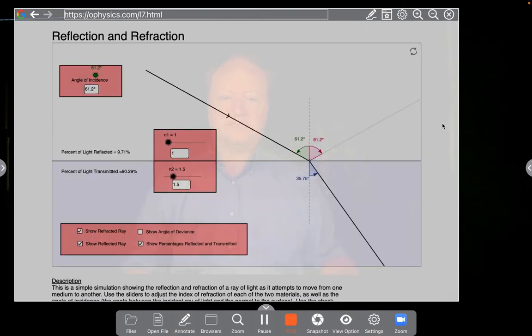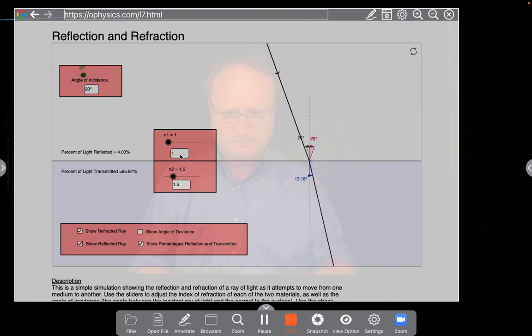So here's a simulation site. I've got one substance, a second substance, and I'm going to change our substances so they match what we just did the calculation for. We started at an angle of incidence of 20 degrees. We had our top substance being air at 1.000293, and our second substance being water at 1.333.